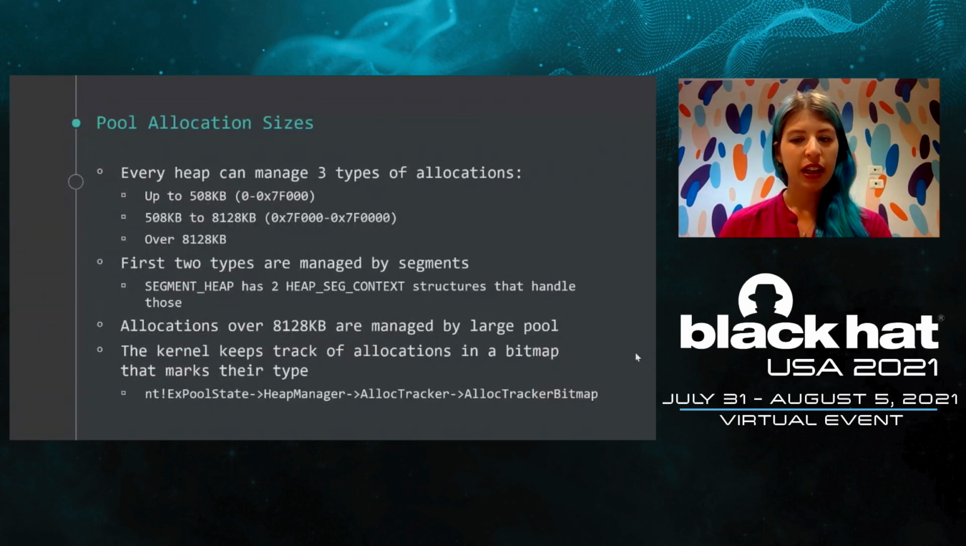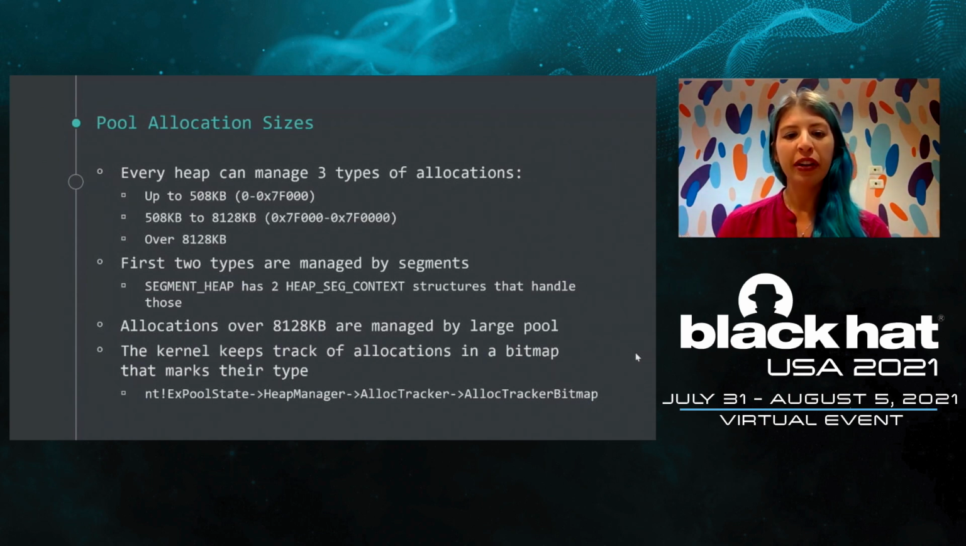Now, I mentioned that sizes do matter now more than they used to, and they matter in two different ways. The first one is, do they belong in the large pool? If they do, they go in the large pool as always. And if they don't belong in a large pool, we have a second split. Is the size over or under 508 kilobytes? Because if the size is over 508 kilobytes, it's a pretty large allocation.